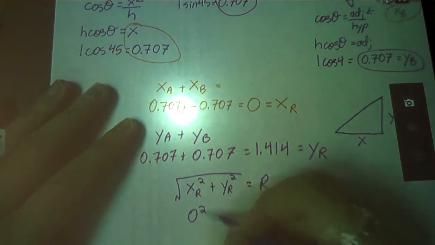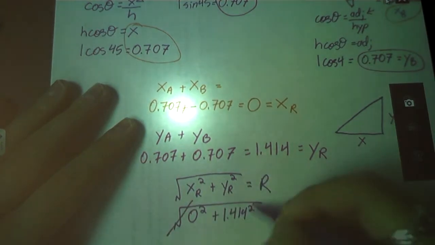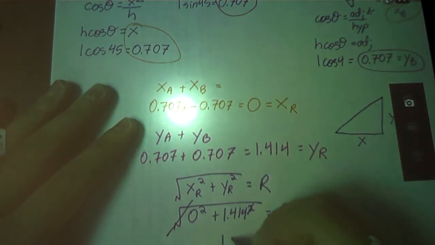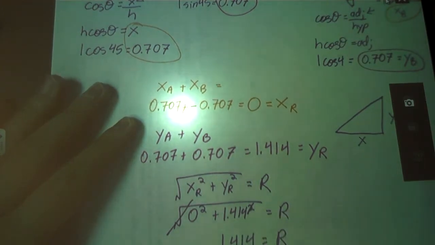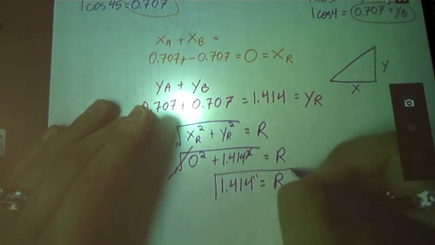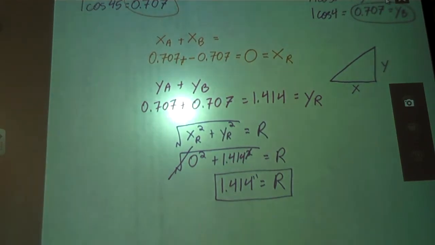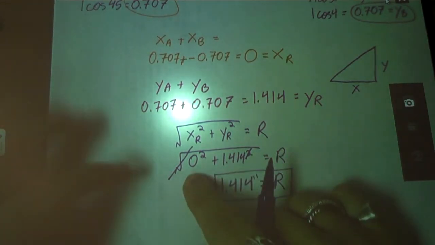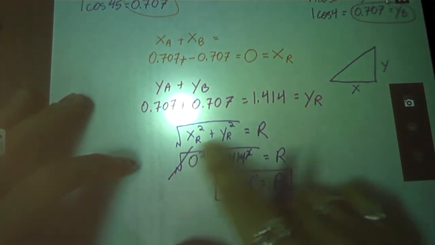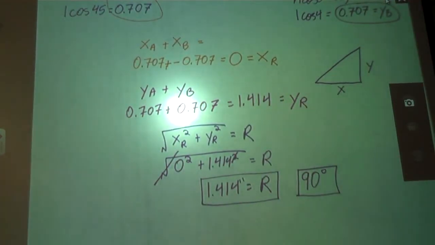We have 0 squared plus 1.414 squared square root. Haha, cancels. That is my resultant. That is my magnitude. We're in inches. All that's left is to calculate the angle. If you wanted to, you could use inverse tangent, cosine, sine, whatever your little heart desires. Just remember that it is in fact inverse because we are looking for the angle. But since I have a 0 in my x component and a number in my y component, I already know that it's 90 degrees.